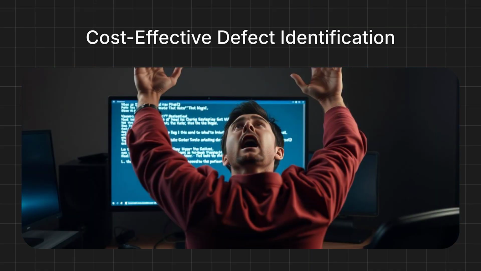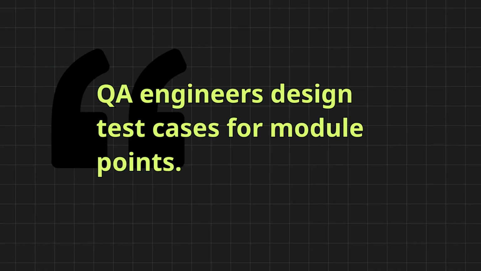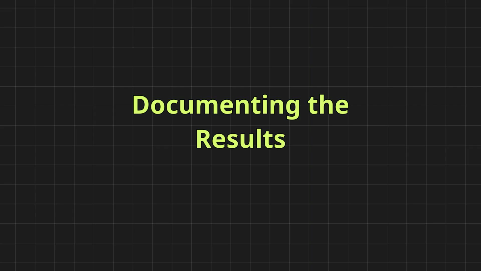user acceptance testing. Quality assurance engineers play a vital role in SIT. They are responsible for designing test cases that specifically target the interactions and data exchange points between modules. QA engineers execute these integration test cases, meticulously documenting the results.